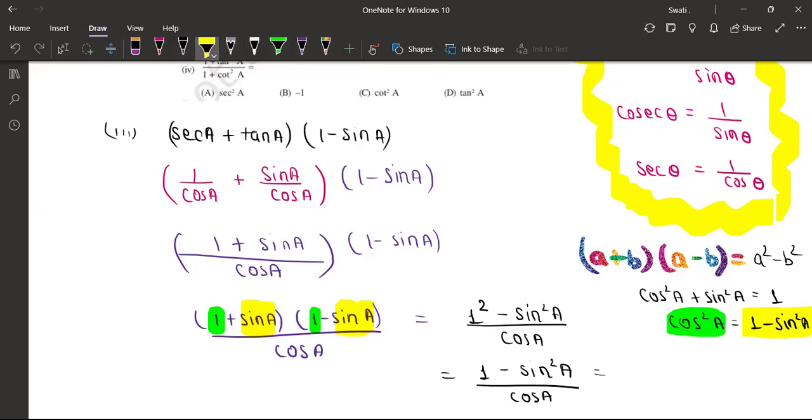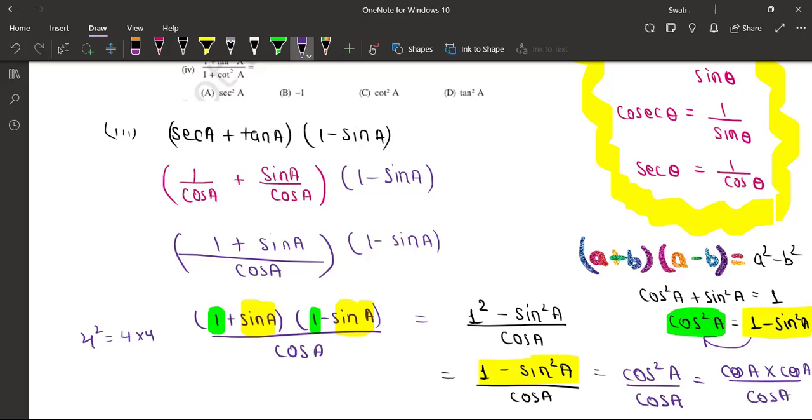Here, where we have this 1 minus sine square a, Manya, in its place can we not use this formula, which is cos square a? So here it will become cos square a upon cos a. Now tell me, what is cos square a? Is it not cos a into cos a? Of course, because it is a square. If I write 4 square, what is 4 square? 4 into 4. So if I have cos square a, will it not be cos a into cos a? And then below, cos a of course as it is. So Manya, this and this will get cancelled. So what is your answer? Your answer is cos a. And that is the answer.